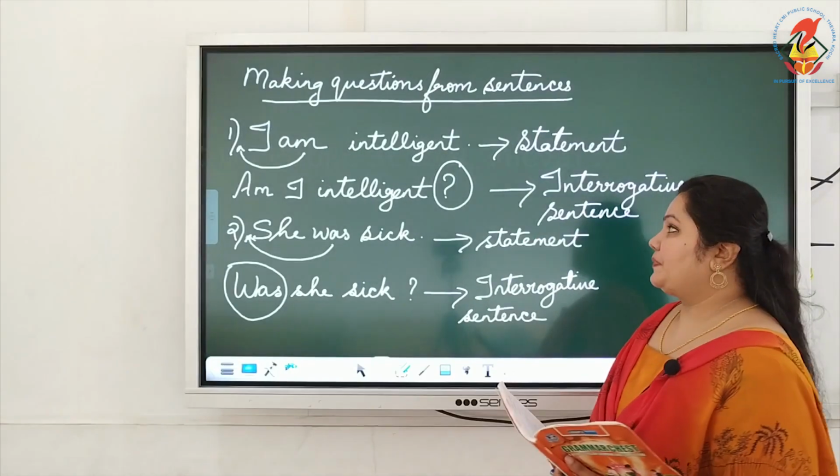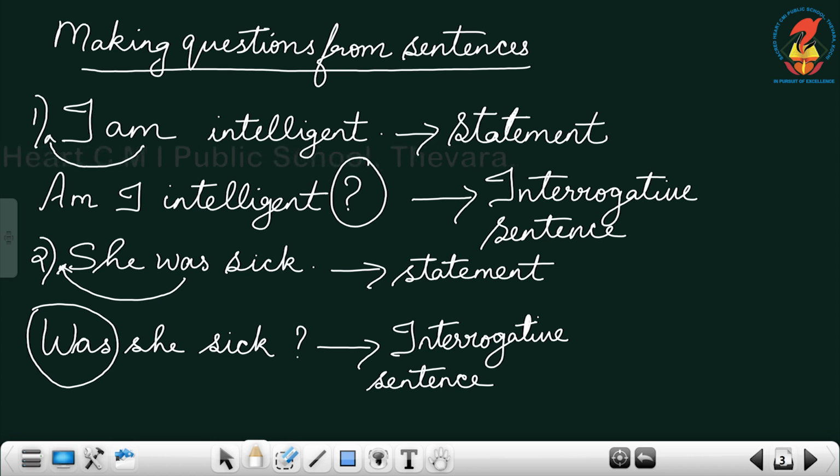Let us see. Look at the first one here. I am intelligent. Somebody is stating this or telling the fact that he or she is intelligent. So I am intelligent. It is a statement, a sentence. Now how do we change that into an interrogative sentence?